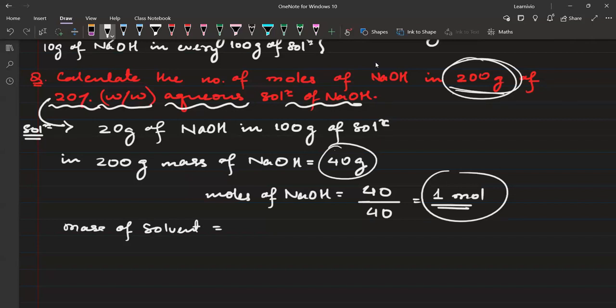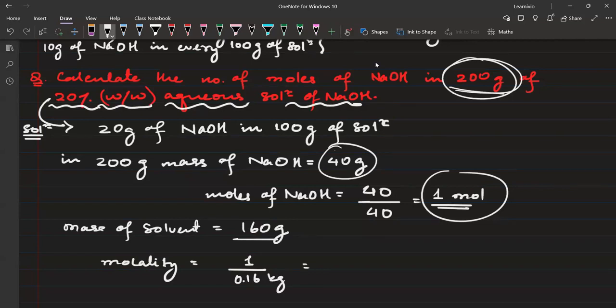It will be equal to how much? 160 grams. Okay. You have the mass of solvent, you have the number of moles also. So you can calculate molality, which will be equal to how much? Number of moles is equal to 1. And what is the mass of solvent? 160 grams. 160 grams means 0.16 kg. This will be equal to how much?